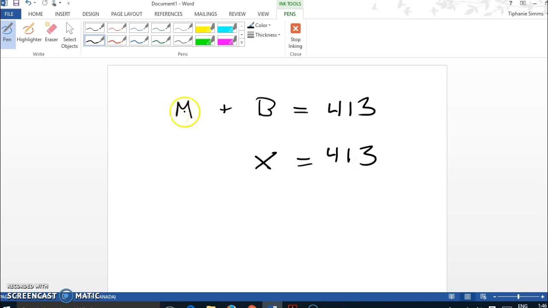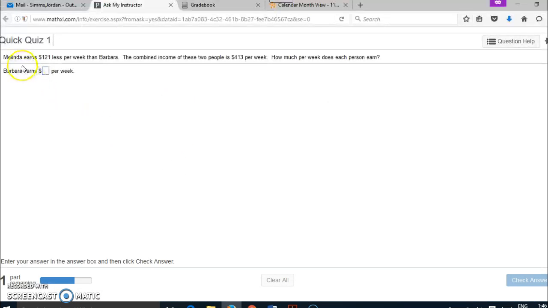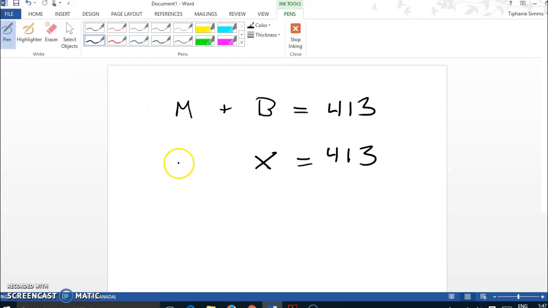But I do know Melinda earns $121 less than Barbara. So for Melinda, I'm going to call that X minus 121. And we're still going to add them in. So I've really now just defined my variables in terms of one. I don't know what Barbara makes, I'll call that X, but I do know that Melinda makes $121 less.